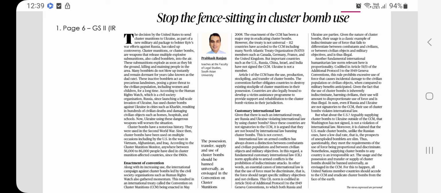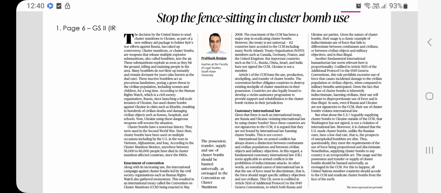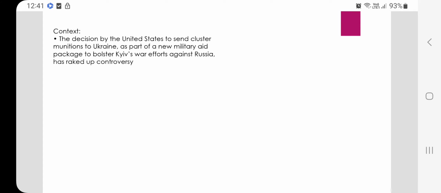Looking at the first article, Stop the Fence Sitting in Cluster Bomb Use. In this column, the writer is talking about cluster bombs or cluster munitions, and the threat posed by cluster munitions. First, let's understand in what context the article is in the news and what cluster munitions are, and we will talk about the Convention on Cluster Munitions.